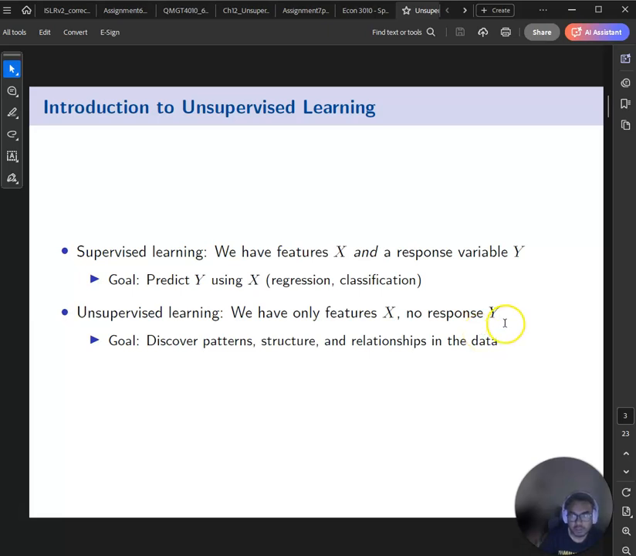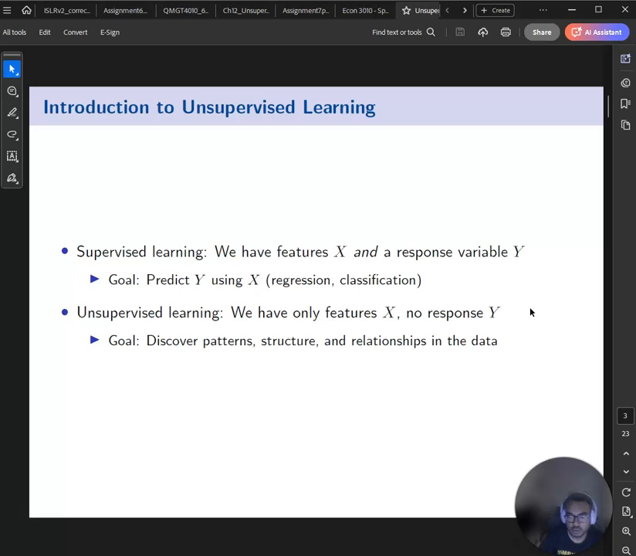So to begin with, today we are going to explore a very interesting and very different type of statistical learning, something that we have not done so far, and I think it's really interesting. So what exactly is unsupervised learning?